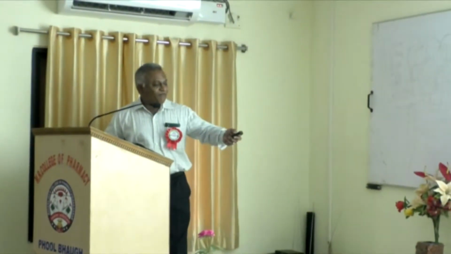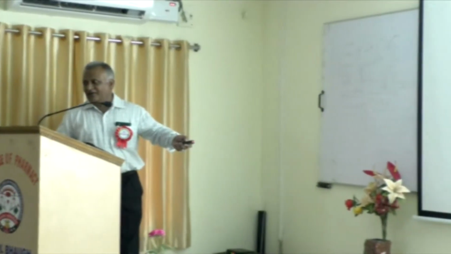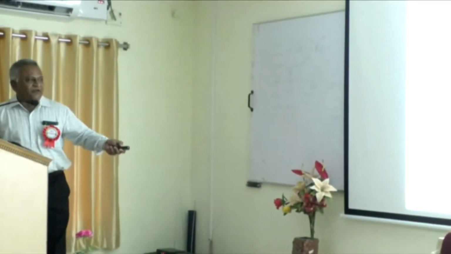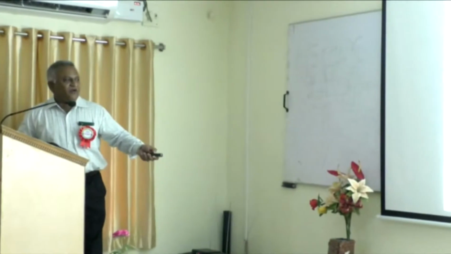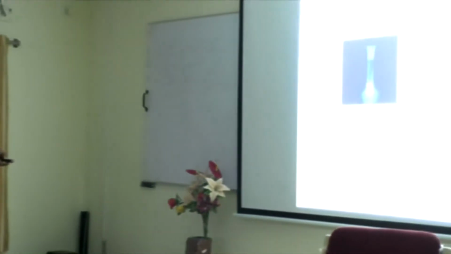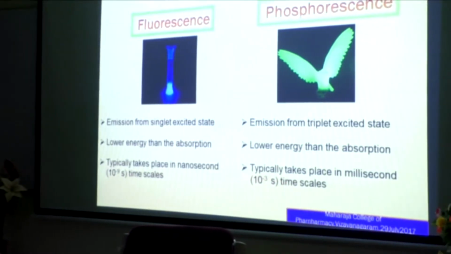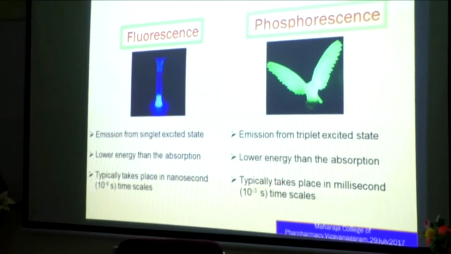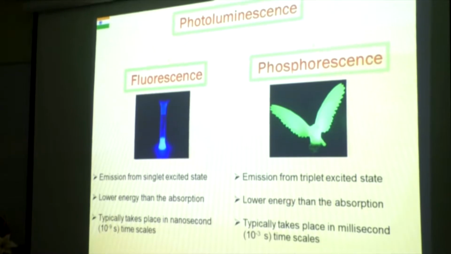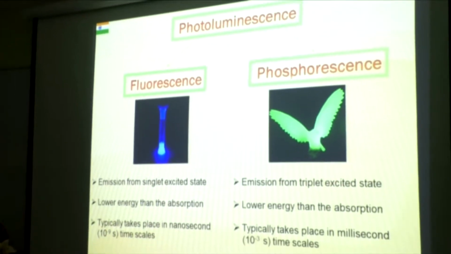Yeah. Here you have fluorescence and phosphorescence. Fluorescence has all these properties: singlet excited state, lower energy than the absorption, and typically it takes place on a nanosecond time scale, whereas phosphorescence is at microsecond to millisecond. Lower energy than the absorption, definitely. Emission from the triplet. These are the two differences.